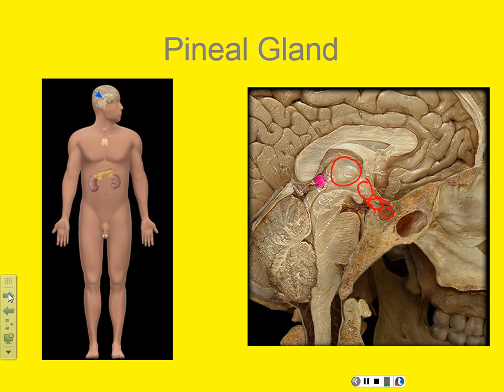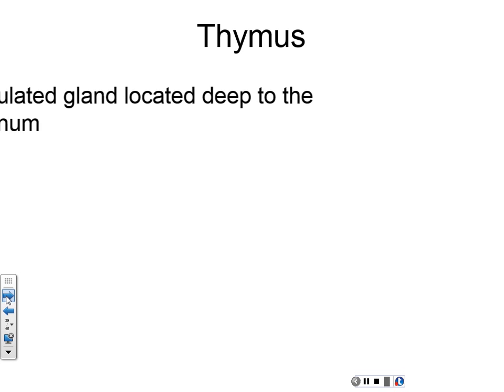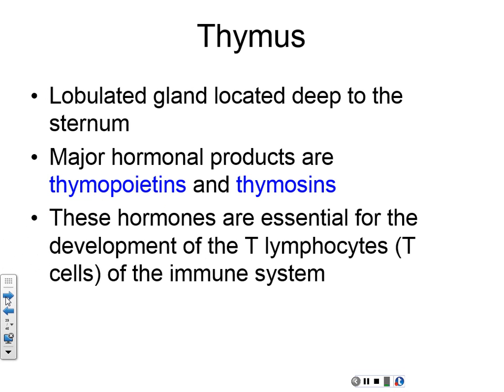Okay, so it's right in that location right there. Okay, and then the thymus. The thymus is involved in the immune system. All I want you to know about the thymus is that it produces thymosin and thymopoietin, which causes the maturation of T cells. Okay, T cells are involved in immunity and so forth.